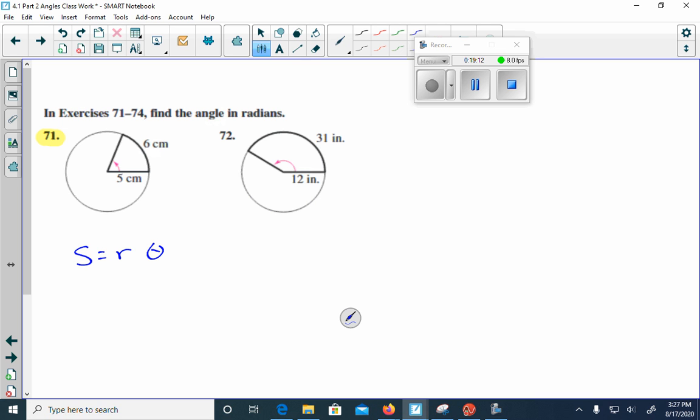So it wants me to find the angle. It's already telling me that I'm finding my angle, so in a way it's giving me a huge hint. It tells me that this 5 and this 6 cannot be the angle, because that's what I'm looking for. So the radius is going to be this 5 centimeters, and the arc length is going to be that 6. To find theta, I'm just going to divide both sides by 5, and so I get 6/5 is equal to my angle measurement. I don't have to do 72, but I would do the same thing for 72 as well.